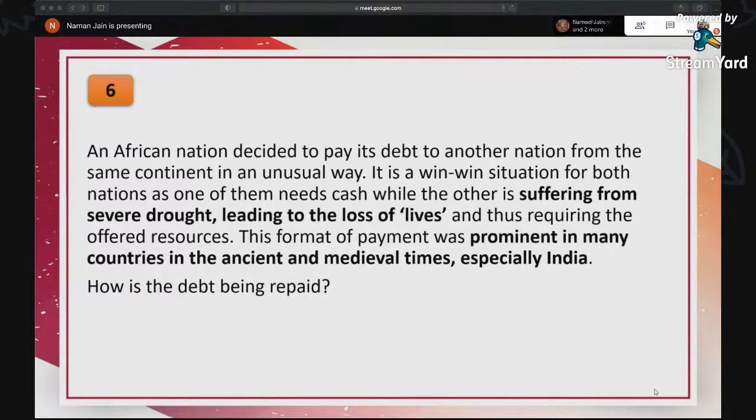So how is the debt being repaid? General funda will do. So what are they doing? In ancient times, this was a common form of payment. So severe drought leading to the loss of some "lives".